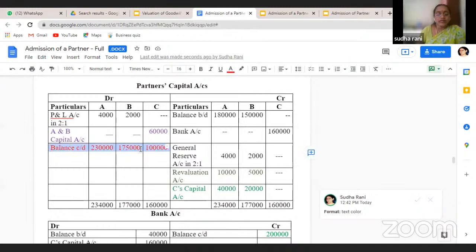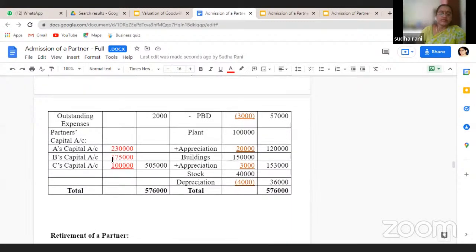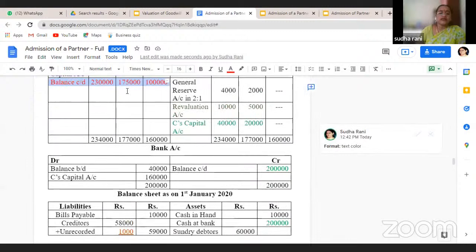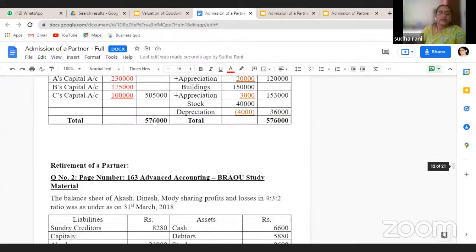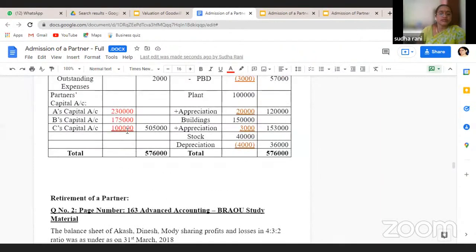And these closing balances of three partners, whatever is there, these are the amounts which are going to appear in the new balance sheet. Look at here on liability side, A's capital, B's capital, C's capital. So 2 lakh 30, 1 lakh 75, 1 lakh or 10 lakhs, whatever. Okay, that is what we are going to show here in the balance sheet.